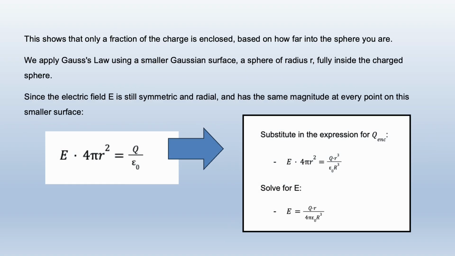Since we're inside the sphere, we only enclose part of the total charge based on how far we go. We apply Gauss's law to a smaller sphere of radius r, and because the field is still symmetric and radial, we simplify the flux to E times 4 pi r squared. We substitute the enclosed charge as Q times r cubed over capital R cubed. Solving for E, we get E equals Q r divided by 4 pi epsilon naught capital R cubed. This shows the field increases linearly with distance inside the sphere.